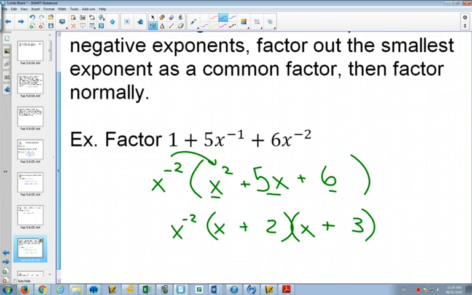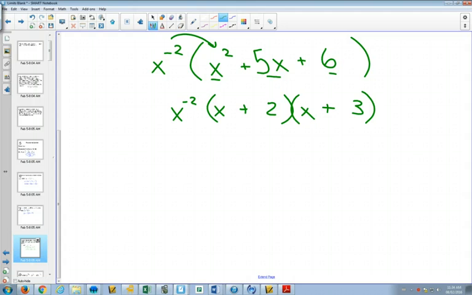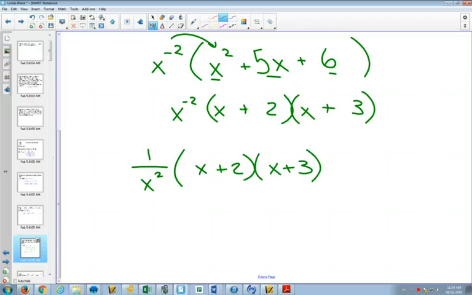So we could write this answer like this. Again, remember our negative exponents, that this means 1 over x squared. So we could write it that way as well. Are you okay that this means the same as this?